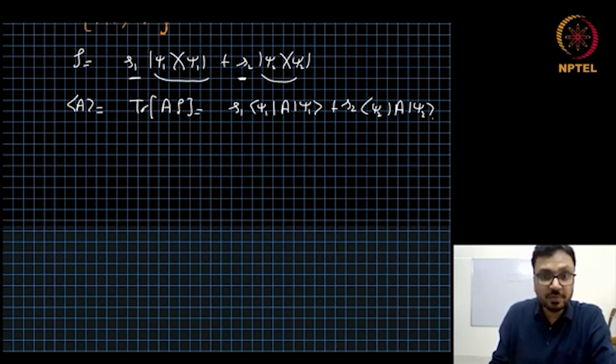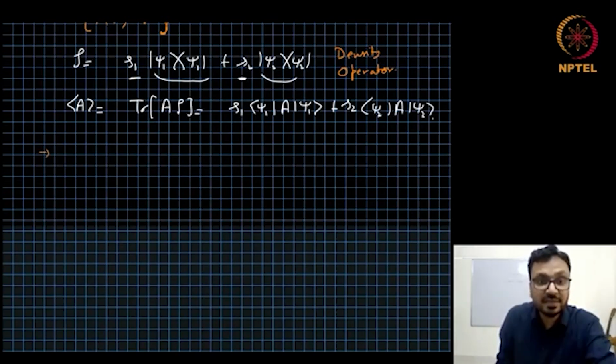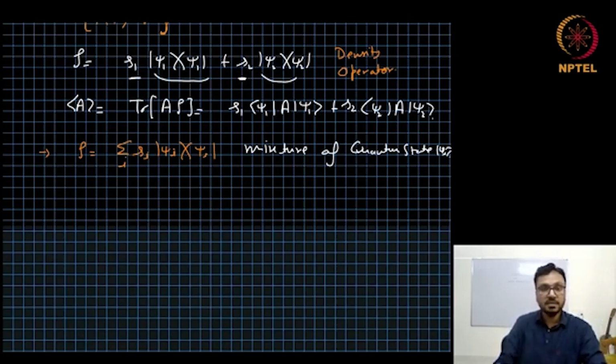Okay, so this operator is called the density operator. And this is the more general way of representing a state of a quantum system. Here, when we are writing rho in this form, sum over i, Si |psi i⟩⟨psi i|, this is a classical mixture of pure states, or of quantum states psi i, with probabilities Si. This is called a mixed state.